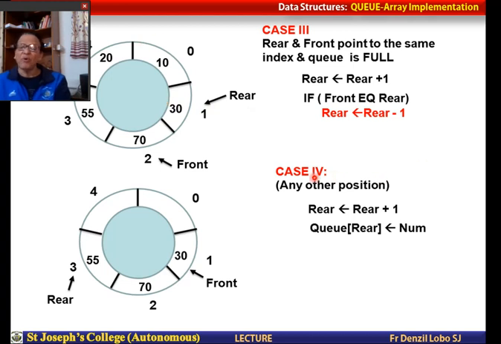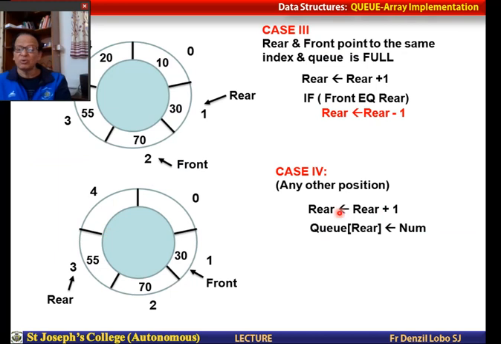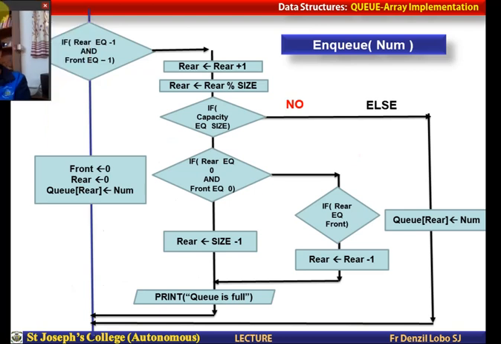What is the fourth case? In any other position, for example here 1, 2, 3, front is at 0. So I need to add the next number. So you increment the rear to 4. So rear becomes 4, and you insert the number at the fourth position. So that is case number 4. So all these things are put together in this function now, and here is the flow chart for that. I would like you to note down this flow chart.